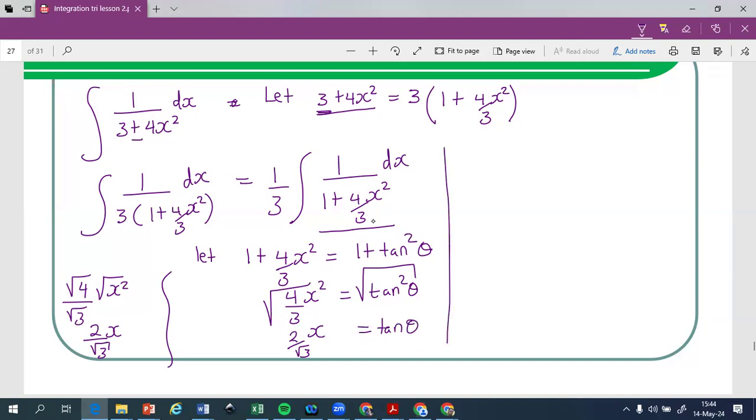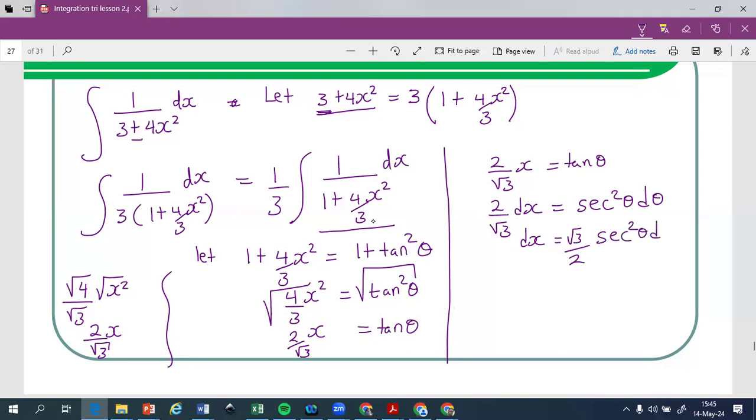After that step is where we go back and find our dx by differentiating. So I have 2 out of root 3 x is equal to tan of theta. So when we differentiate, we shall have 2 out of root of 3. When I differentiate x, I'll have dx. When I differentiate tan theta, I end up with sec squared theta d theta. Since I'm interested in dx, I'm going to remove this root 3 by multiplying root 3 on both sides, and then I divide by 2. So my dx will equal to root of 3 out of 2 sec squared theta d theta.